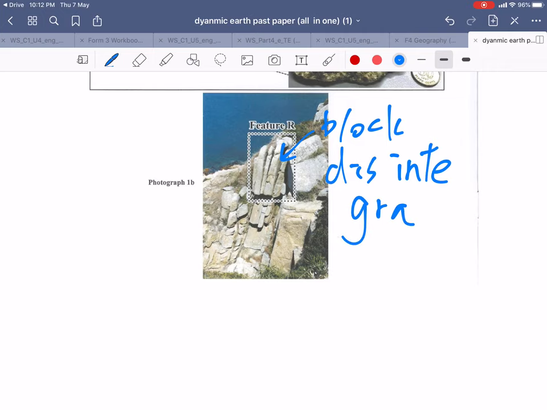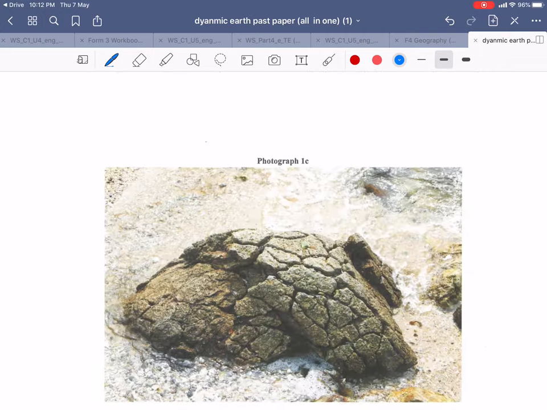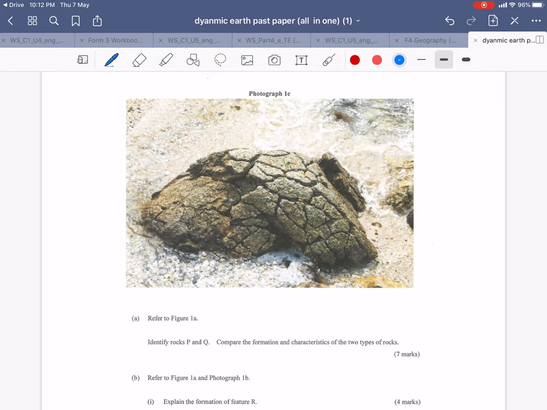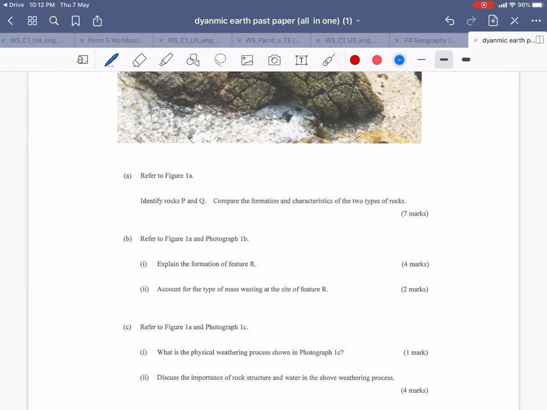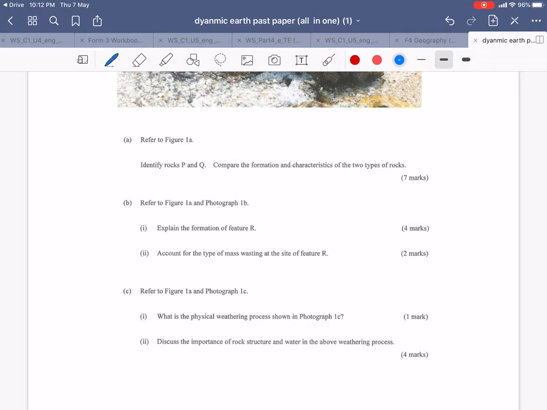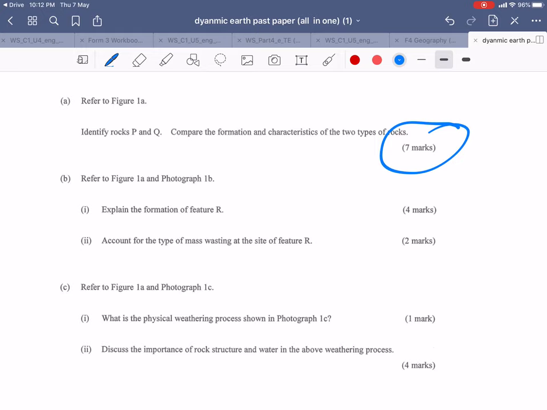The others, like exfoliation, are really rare, okay? Not many, there is some, but only this time. Only exfoliation is just this time, okay? Pressure release is just this time, okay? Compare the formation and characteristics of two types of rock. 7 marks, so annoying! If you don't write this, if you can't even remember this, what do you want? Remember that table. The table I showed you the very first time I came to you, first of September. Bear in mind that table, you may get at least 7 or 8 marks.